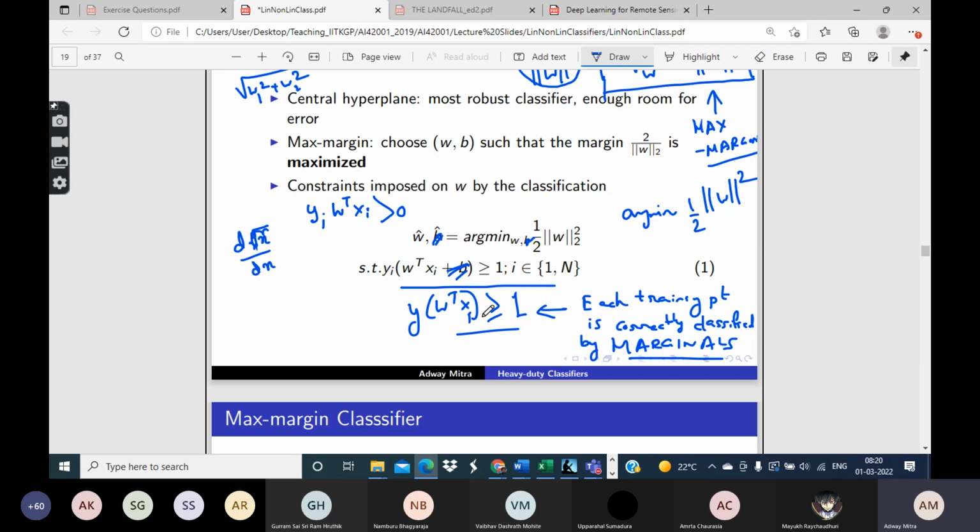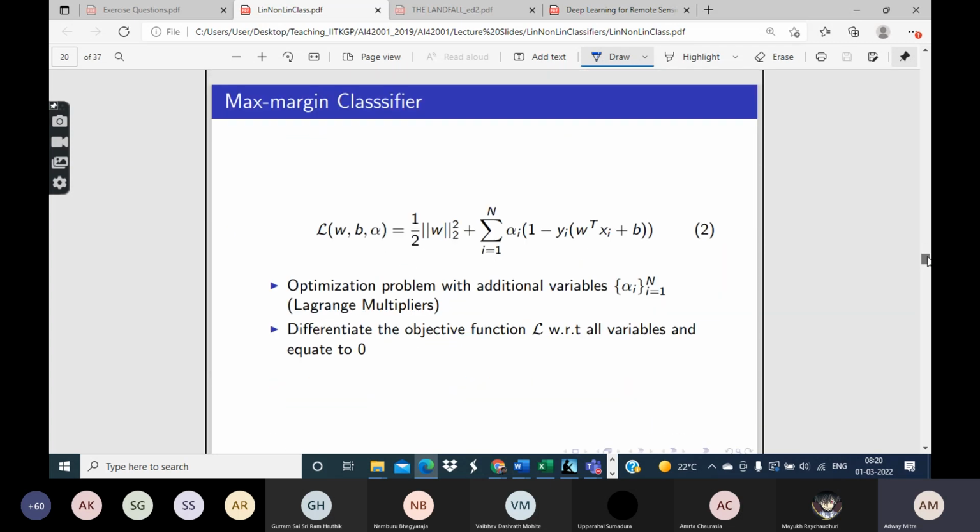So we have to choose such a W for which this holds. We will focus only on those W's for which the constraints hold, which we will call the feasible set of W's. Then, within that feasible set, I will choose the W for which this function, the squared L2 norm, is the minimum. That is the optimization problem which we want to solve. Now let us see how to solve it.